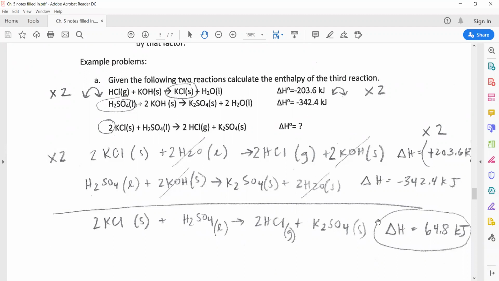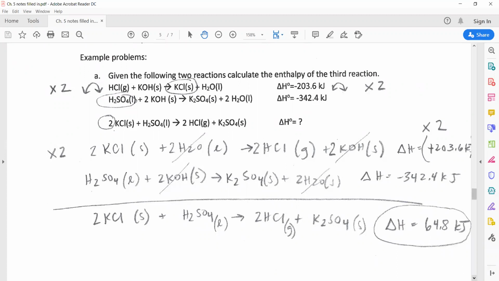And then the final step is to change your delta H's however you needed to, based on if you reversed them or if you multiplied them, and then you add them together. And when I add them together, I get 64.8 kilojoules. So this was an overall endothermic reaction.